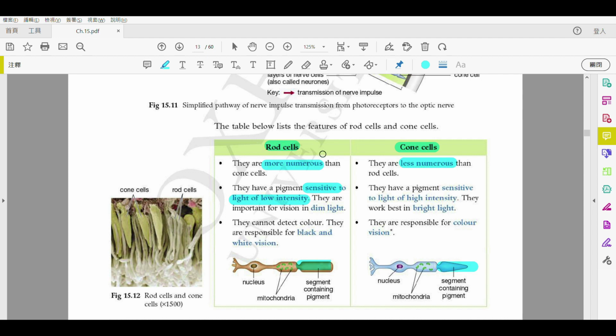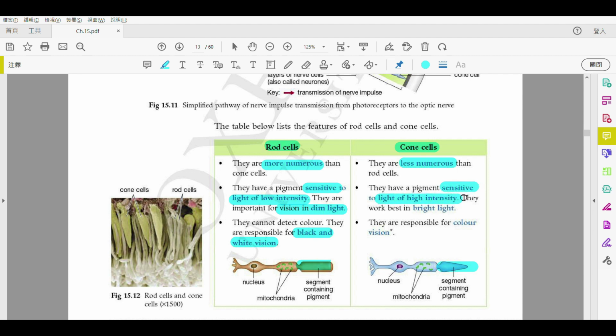所以啦，呢啲 rod cell are very important 係 for vision in dim light， 喺一啲嘅暗淡嘅環境嗰度啦, is very important. Okay, however, they are only responsible for black and white vision, so they can only produce image which are black and white. All right, and then for cone cell, they are sensitive to light of high intensity.